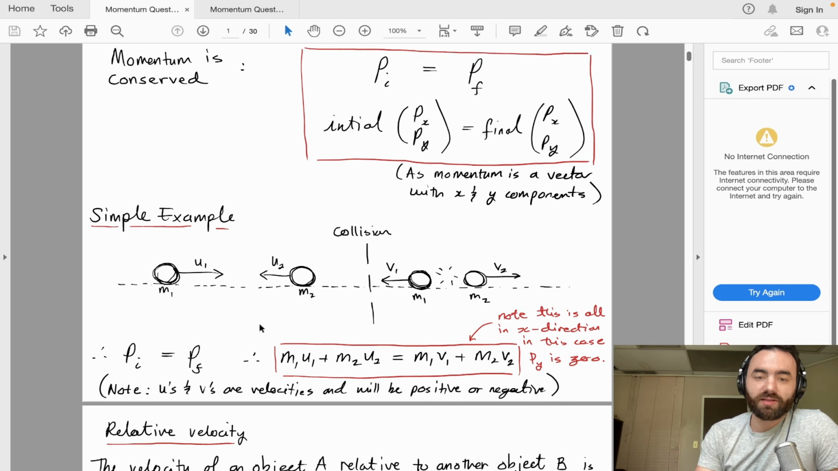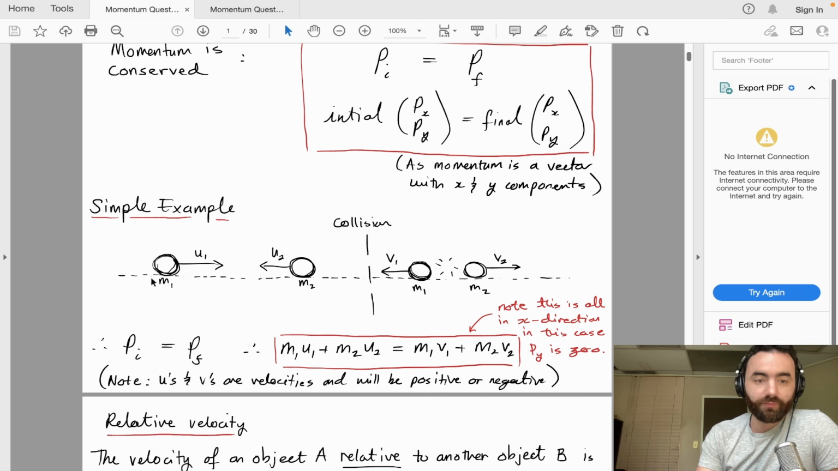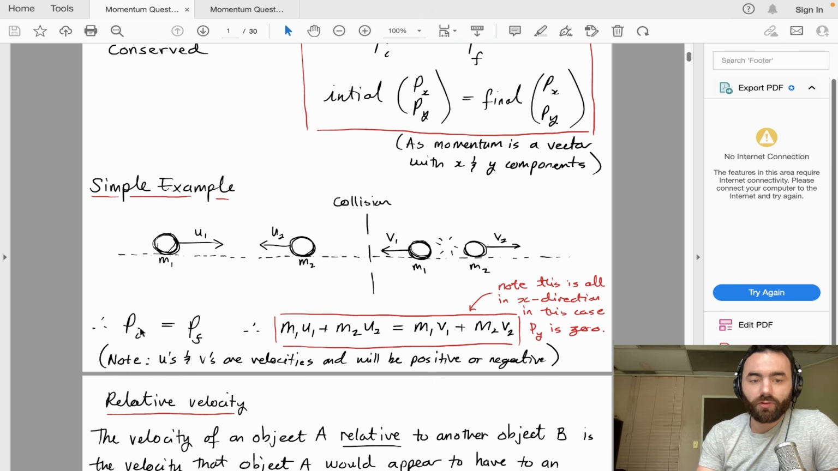But I have a basic example here. You can see if you have two masses coming together, they collide, you have their final velocities and their initial velocities. If momentum is conserved, the sum of their momentums, the total momentum before the interaction or collision, equals the momentum after the interaction or collision. With this simple example, they're all acting in the x direction. But as we'll see in the questions, we have to deal with the y direction as well.